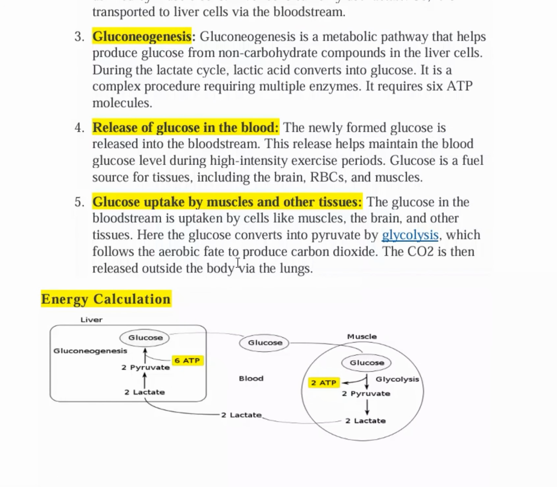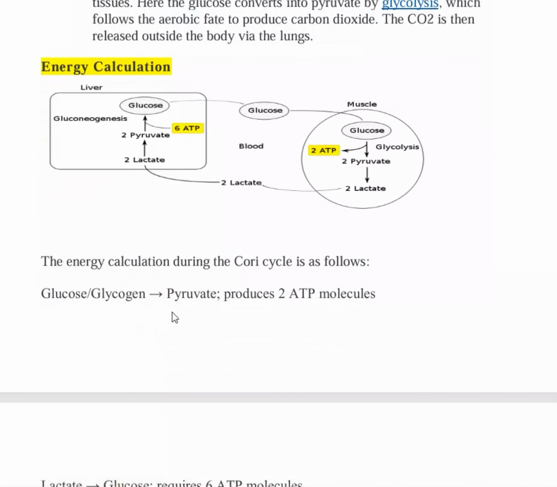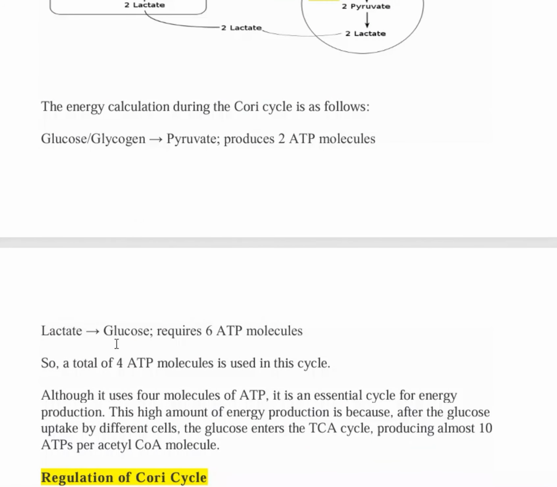Now the energy calculation. Through the gluconeogenesis process, 6 ATP molecules are used to convert lactic acid to pyruvate, then glucose. In the muscles, from glucose to pyruvate, then lactate, 2 ATP are produced. So if you calculate, glucose or glycogen to pyruvate produces 2 ATP molecules, and lactate to glucose requires 6 ATP molecules. So a total of 4 ATP molecules are used in this cycle. Although it uses 4 molecules of ATP, it is an essential cycle for energy production.